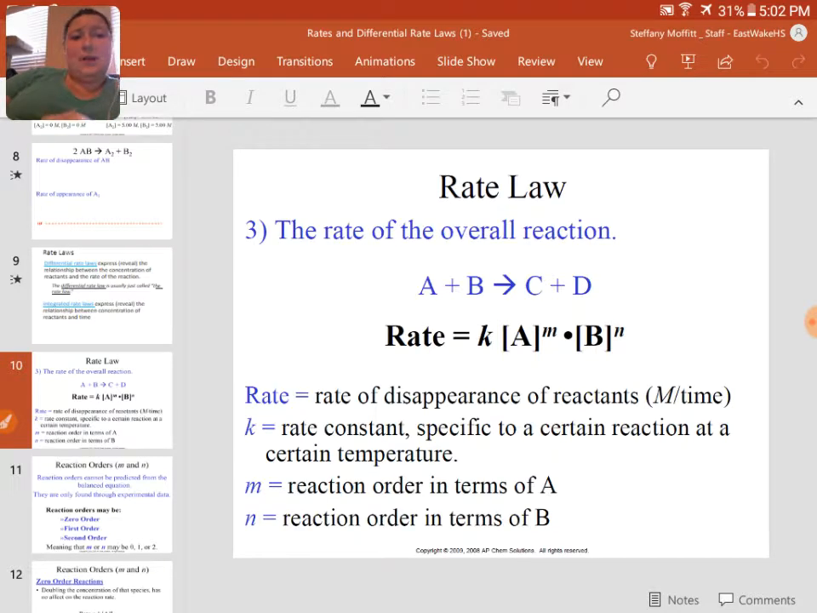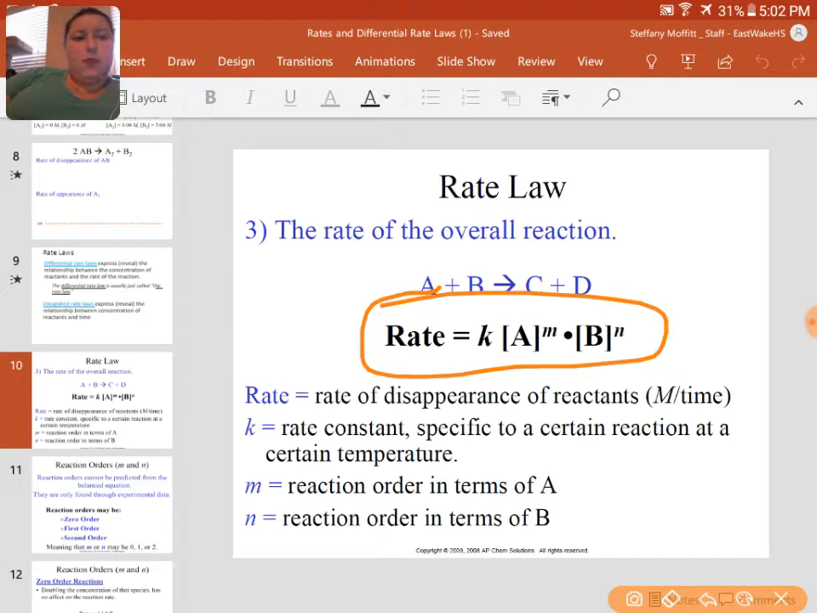So the rate law, the rate of the overall reaction, has its own equation where K is the rate constant specific to a certain reaction at a certain temperature. They will give you that constant. M is the reaction order in terms of A, and N is the reaction order in terms of B, and you will learn how to figure that out here in a minute.